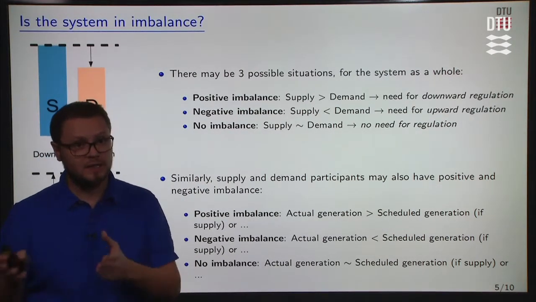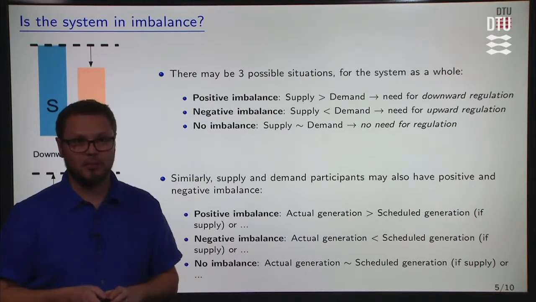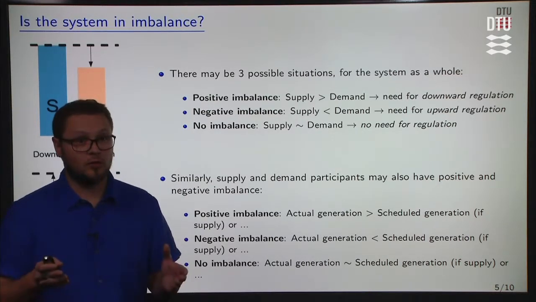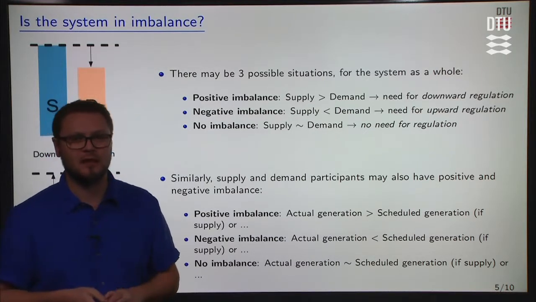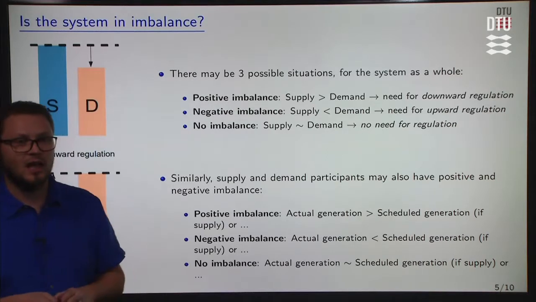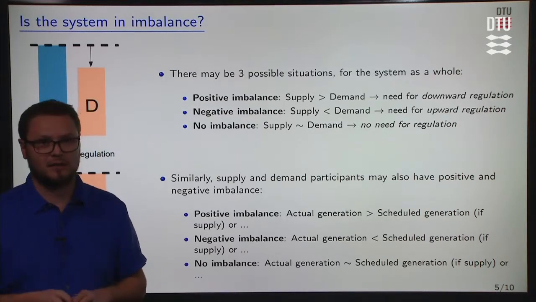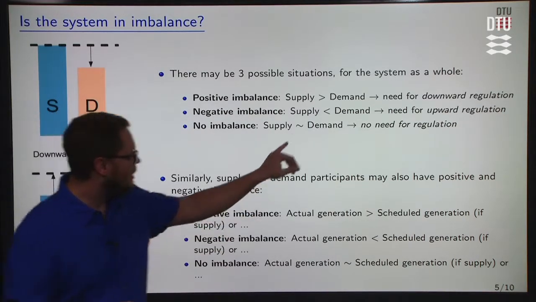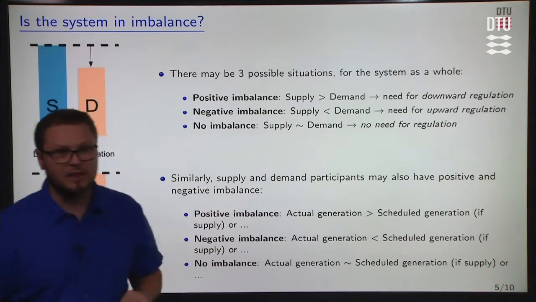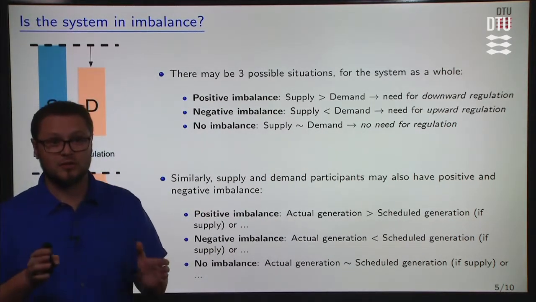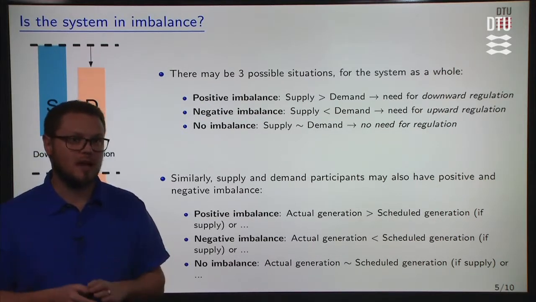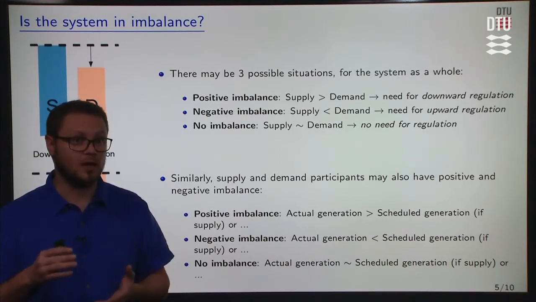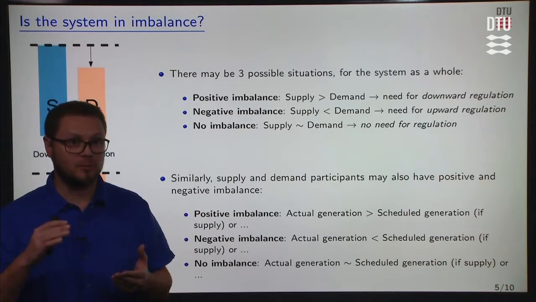Finally, if close to real-time supply equals demand, so we follow the schedule or there have been changes in schedule but we still manage to keep this balance, there is no need for regulation and we are in a no imbalance situation. Note that this sign here is approximate, we don't say strictly equal. This is since the minimum bid size in this market is actually quite big. It's in the order of megawatts.